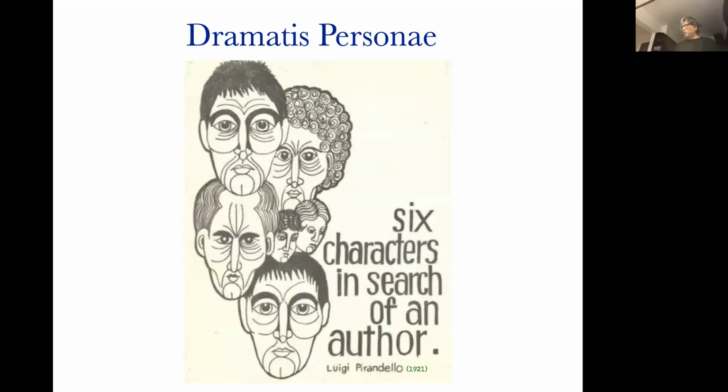So I presented to you six characters in search of an author. I claim the author is a neural network. So this is an absurdist play by Luigi Pirandello in the 1920s, and it seems very appropriate that if we're mathematicians or physicists just fiddling with things, the absurdity of finding an answer using a machine is compelling somehow.